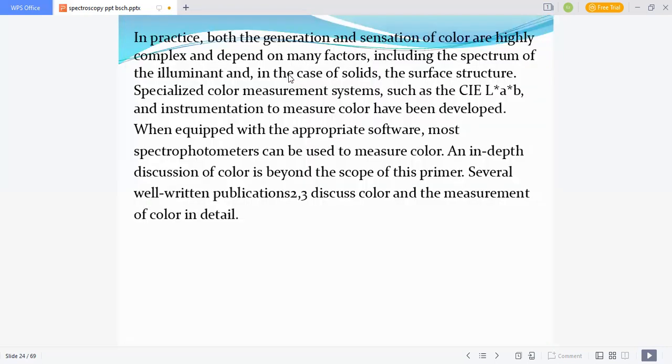Look at this picture. In practice, both the generation and sensation of color are highly complex and depend on many factors, including the spectrum of the illuminant and, in the case of solids, the surface structure. Color measurement systems such as the CIE L star, a star, b star, and instrumentation to measure color have been developed and equipped with the appropriate software. Most spectrophotometers can be used to measure color, but an in-depth discussion of color is beyond the scope of this framework. Several well-written publications discuss color and the measurement of color in detail.